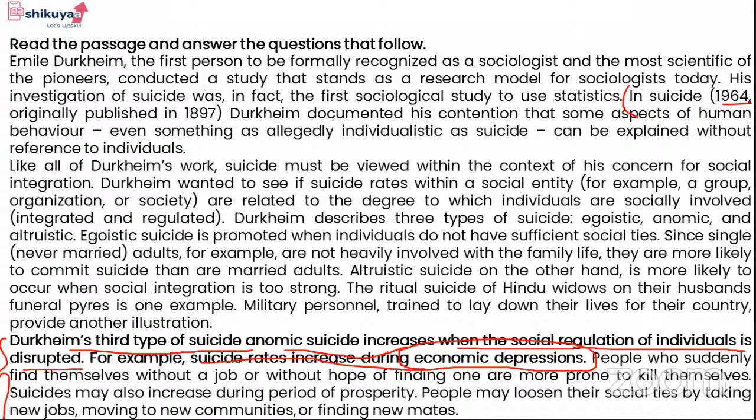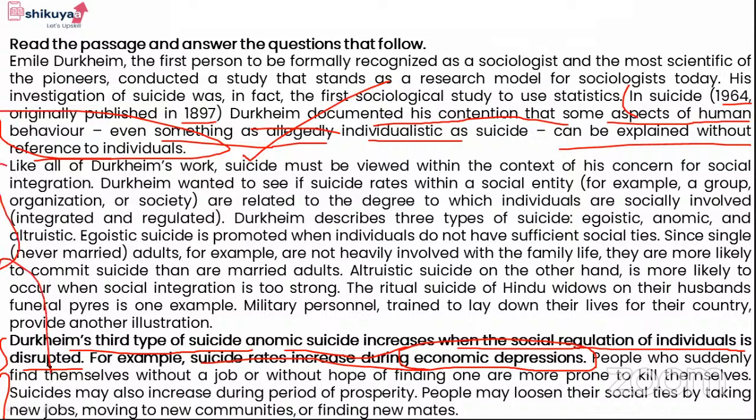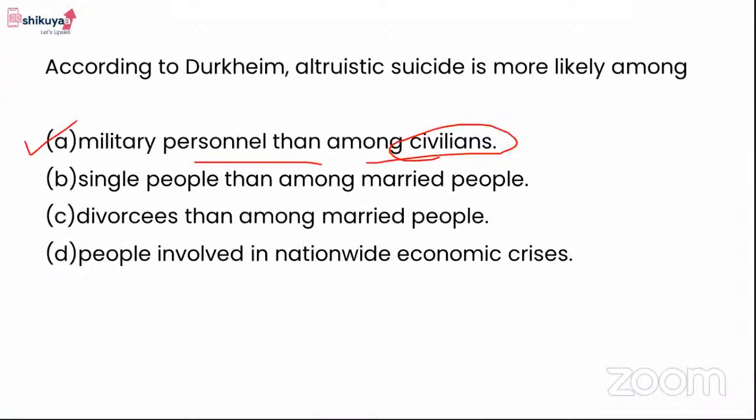In Suicide, 1964, originally published in 1897, Durkheim documented his contention that some aspects of human behavior, even something as allegedly individualistic as suicide, can be explained without reference to individuals. All right, that is what the passage's intention is all about. The main purpose of the passage is this. That is why he is trying to share with us all this variety of suicide cases. The main purpose is not to share the variety, but it is based on the fact that without individual reference, we can show that these are the variety of behaviors people have.